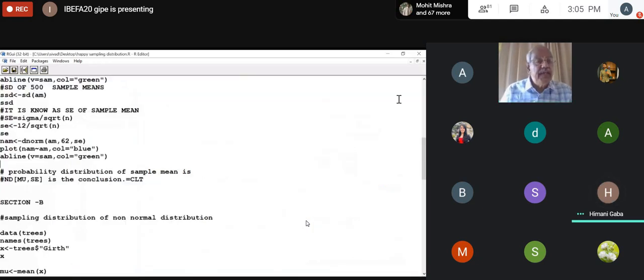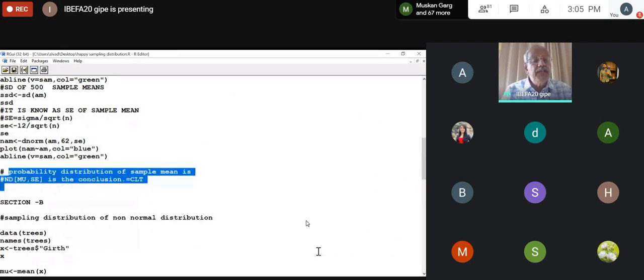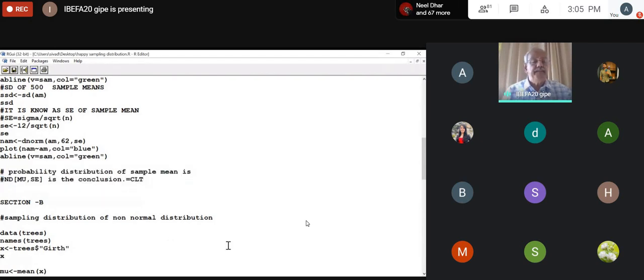So this demonstration gives this conclusion: the probability distribution of the sample mean is a normal distribution with mean mu and the standard error. This is the conclusion called the central limit theorem. This is the conclusion for section A.